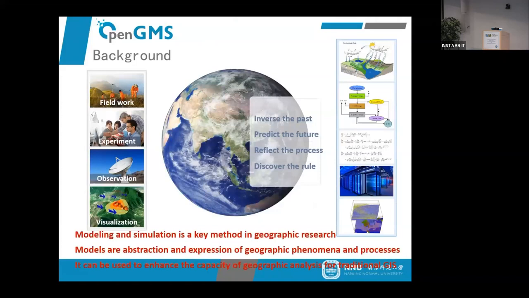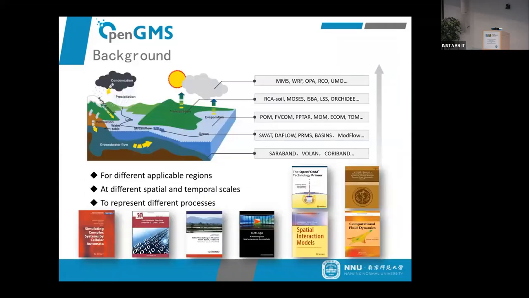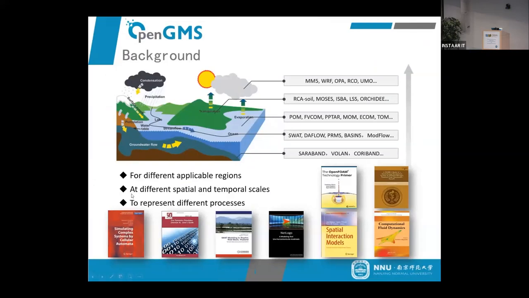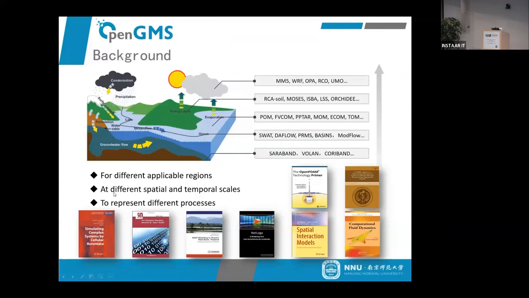As we know, modeling and simulation is a key method in geographic research. Models are an abstraction and expression of geographic phenomena and processes. They can be used to enhance the capacity of geographic analysis. We can use them in many fields to invert the past, predict the future, reflect processes, and discover rules. By now, we have developed massive geographic analysis models in different domains, including hydrologic, atmosphere, economic, environment, and others. These models also have different spatial and temporal scales and represent different processes.